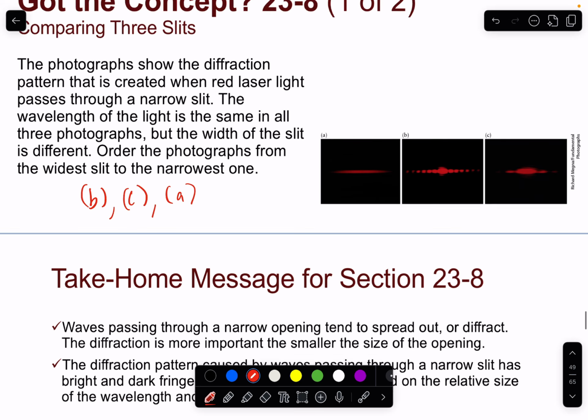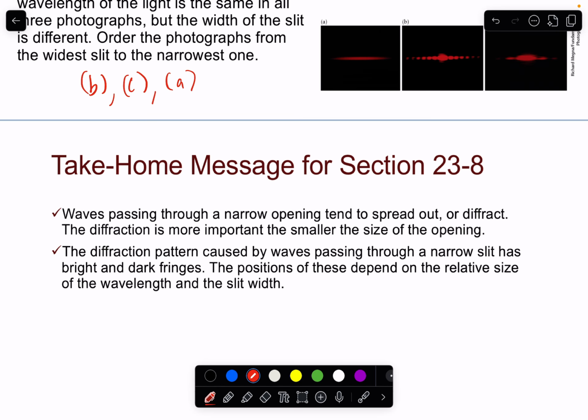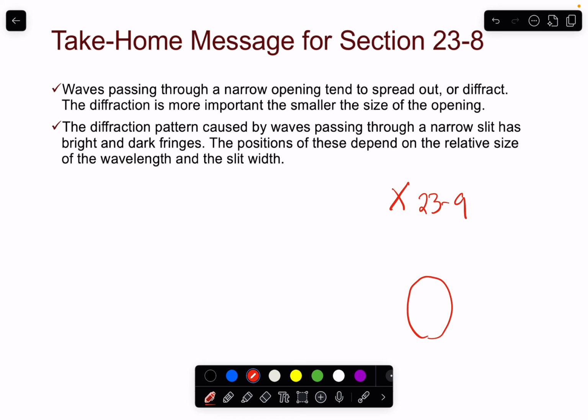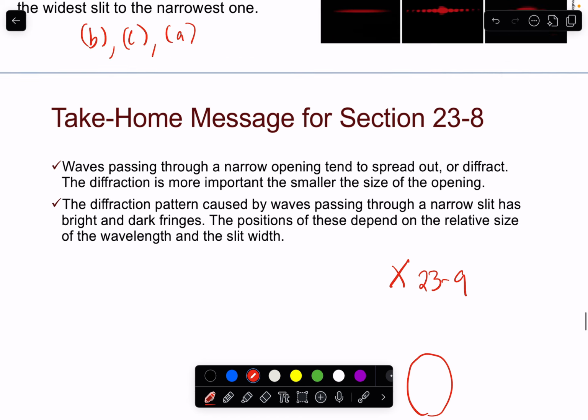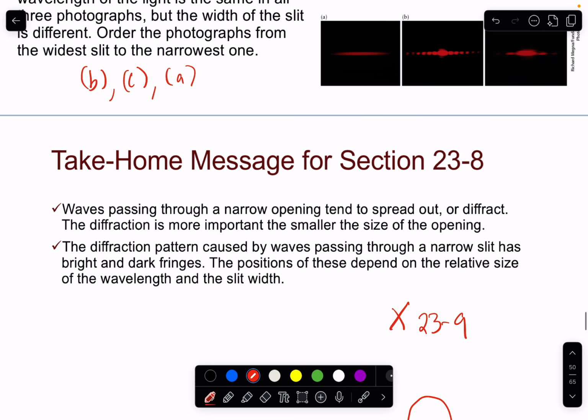Okay, so I'm going to stop here. There's one more section, 23.9. I'm going to just cancel that section. It's diffraction through a circular opening, okay? It has similar effects, but there's just not enough time to cover every single aspect. So I'm going to drop off 23.9, okay? So let me know if you have any questions.